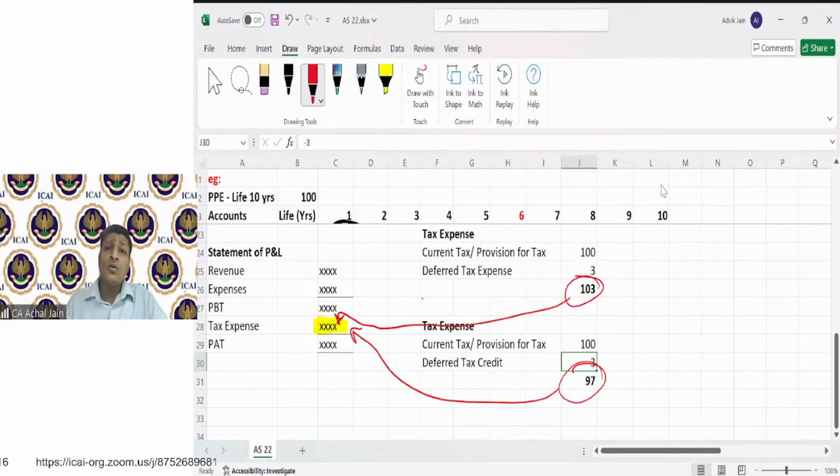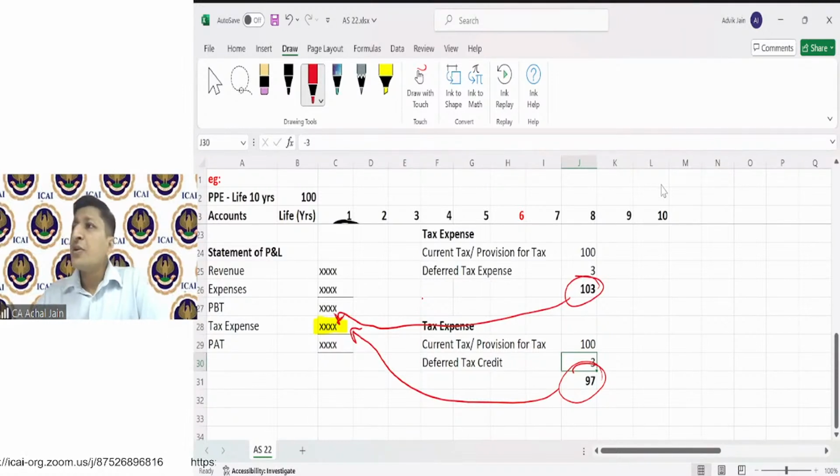Now, please understand that tax expense comprises two elements. What are those two elements? Current tax, or you can say provision for tax. And the second one is what? Deferred tax. Now, deferred tax would be an expense or a credit. Understood? I'm hoping that Srinivasan, your query is now clear.